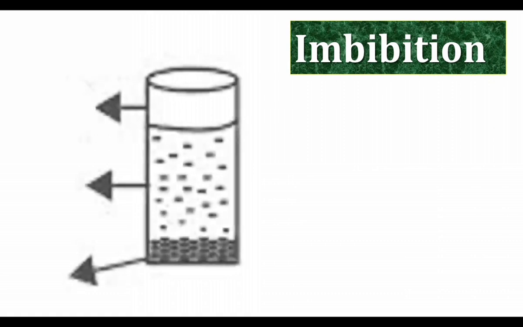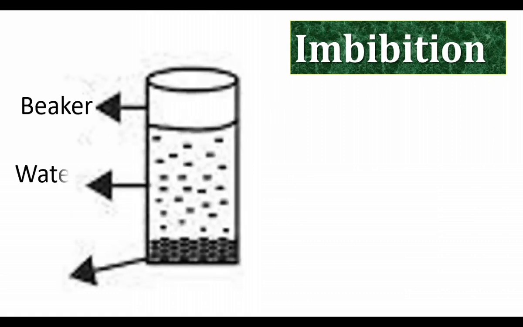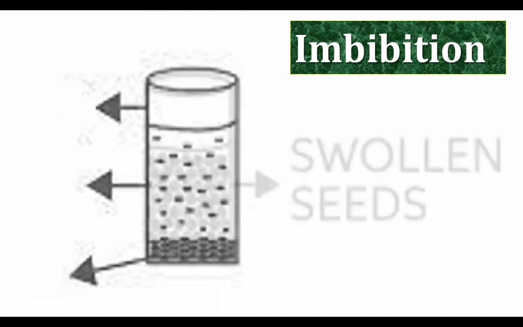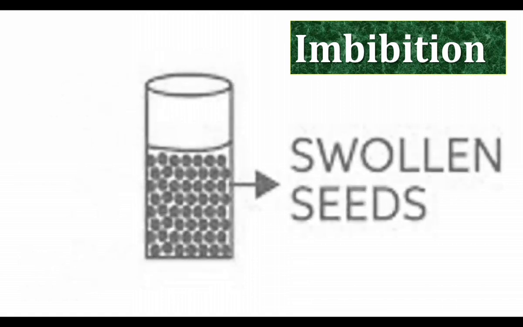Imbibition is a kind of transport. This is a beaker, water is taken inside. Dry seeds are kept inside the beaker. Water moves inside the dry seeds. Dry seeds are solid substances. Water gets into the solid substance. That results in swelling of the dry seeds.